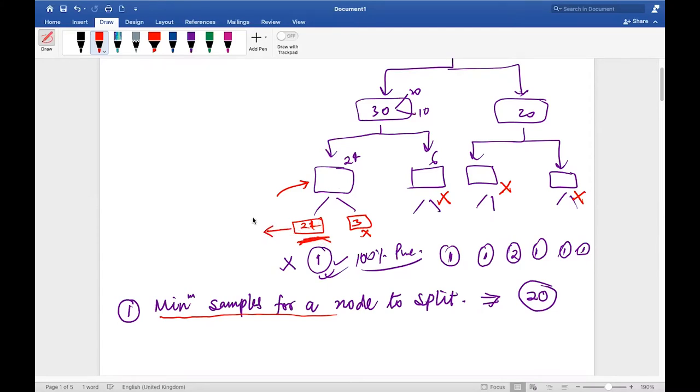So let's say 21 samples, of which 17 belong to the positive class and 4 belong to the negative class. Correct? Now, what is the majority here? 17. So even though it is not 100% pure, I'll say that this particular node belongs to the positive class. Anything which comes, let's say a new data point comes here, I'll say it as positive. The class of that new data point will be positive. Understood?